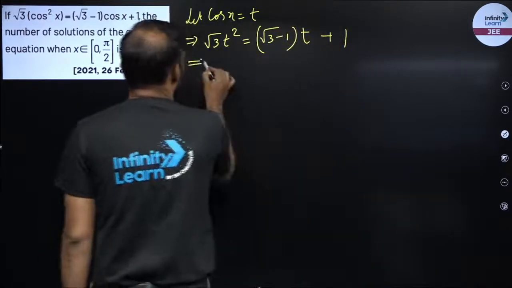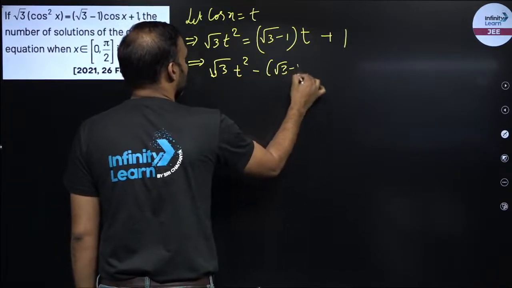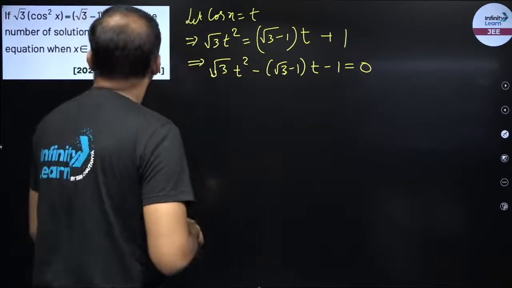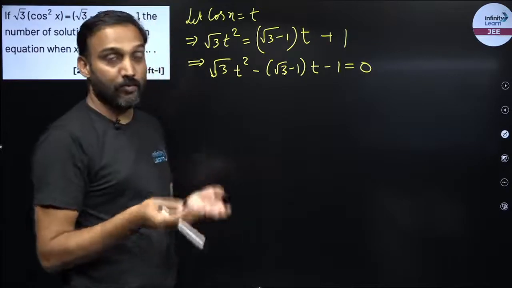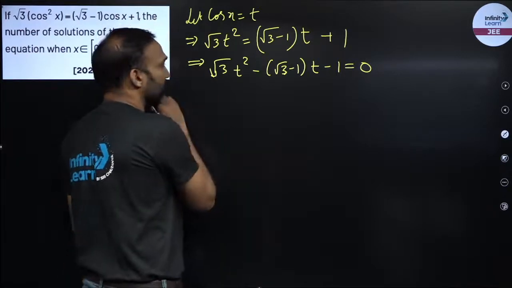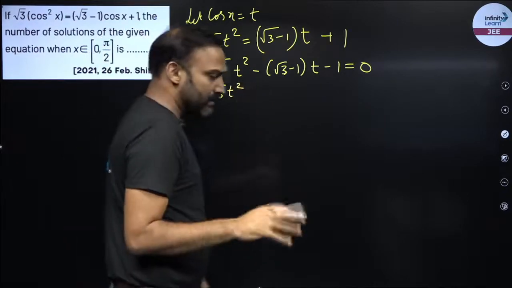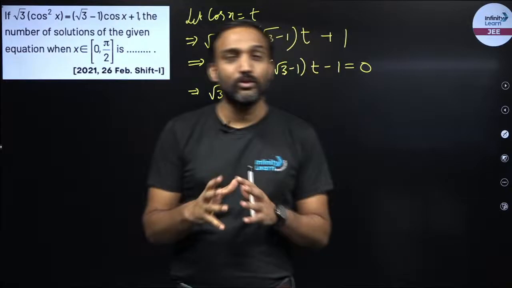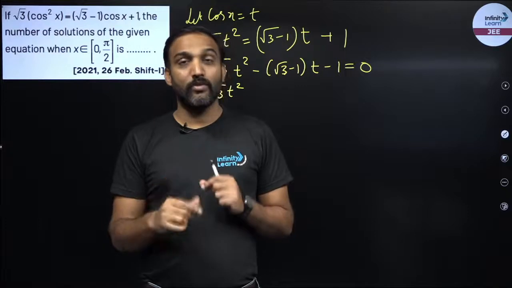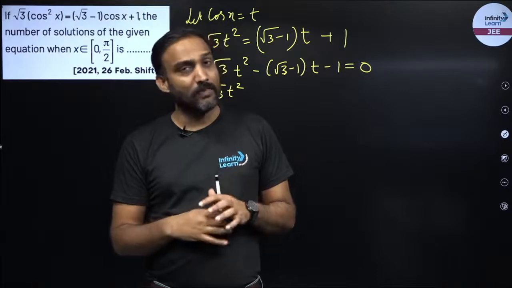Now we can rearrange this: root 3 t square minus (root 3 minus 1) into t minus 1 is equal to 0. Right, so I got a quadratic in t, so I have to find the solution. There is no escape. So now we'll split. Do not use the formula, right? There is something that I always suggest to my students. If you have a quadratic, do not jump onto the formula. Try to check if you can split the middle term, right? Invest 5 seconds. If you're not able to split the middle term, then you can use the formula.